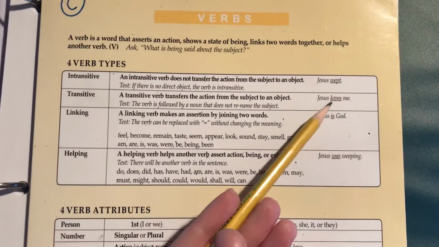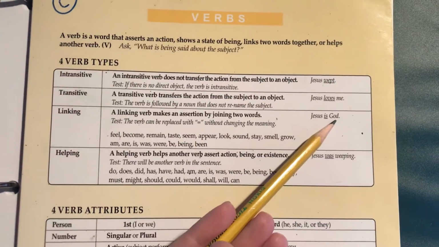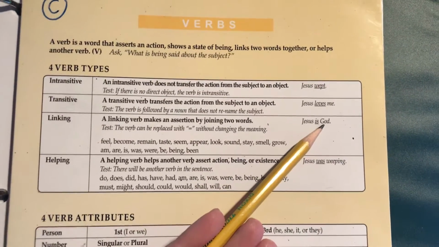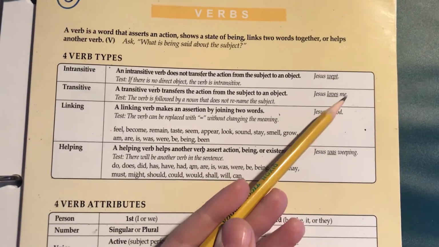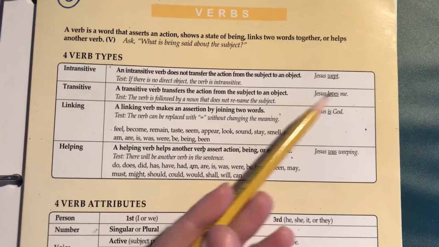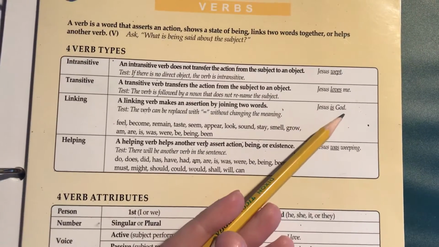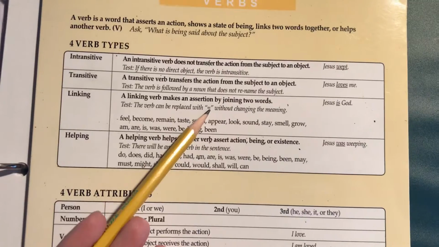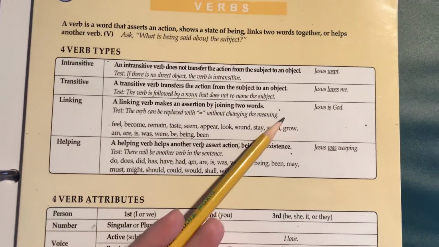We've already gone over intransitive and transitive verbs, you can review those, but for linking verbs, remember the test to identify both. A transitive verb will have a noun after it and a linking verb will have a noun after it. The test is, Jesus loves who or what? Me. But that me is not the same as Jesus. Me is distinct from Jesus. But in this sentence, Jesus is God.